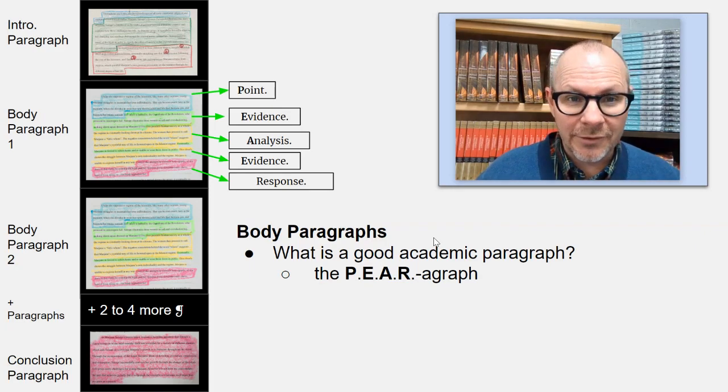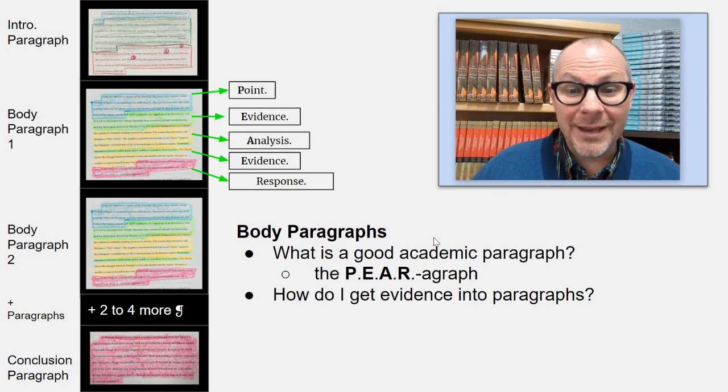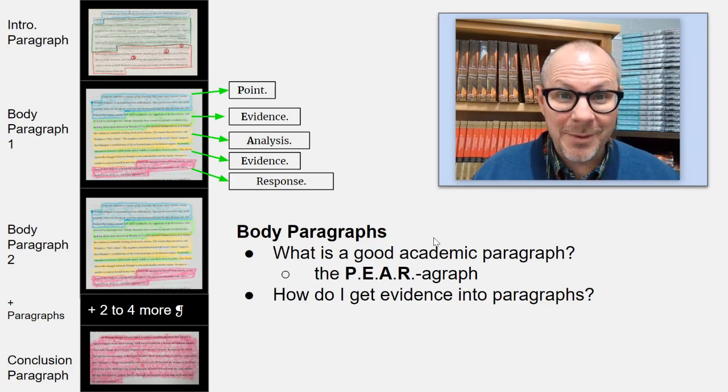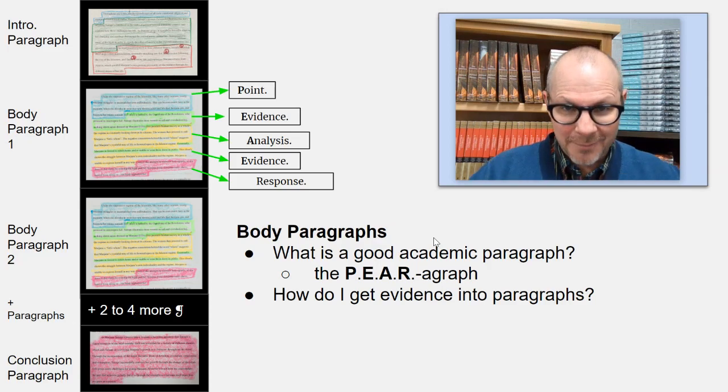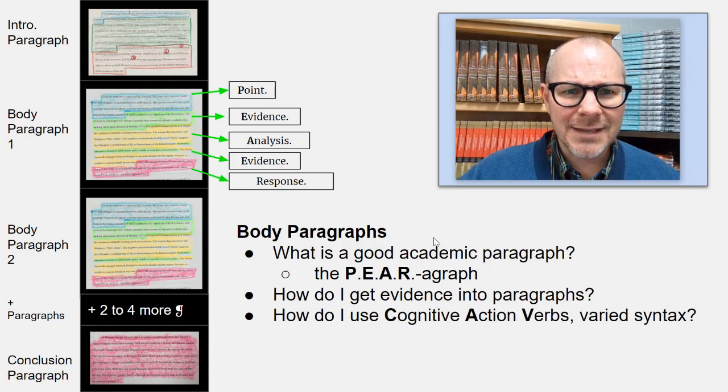I'm also going to do several other things, and you can check out the description if you want to shortcut ahead to some of these, because there's a lot to talk about. How do I get evidence into paragraphs? That's something that people are concerned about. Like, how do I write paragraphs so that my evidence has the right kind of punctuation, things like that? That's going to be addressed.